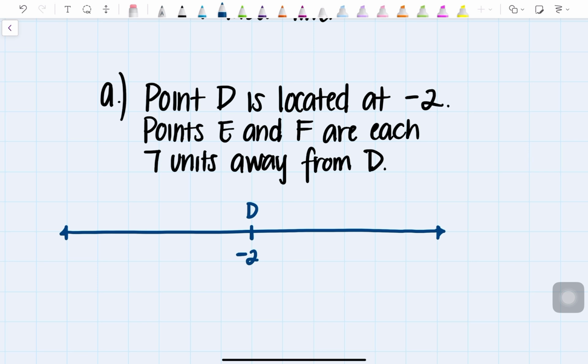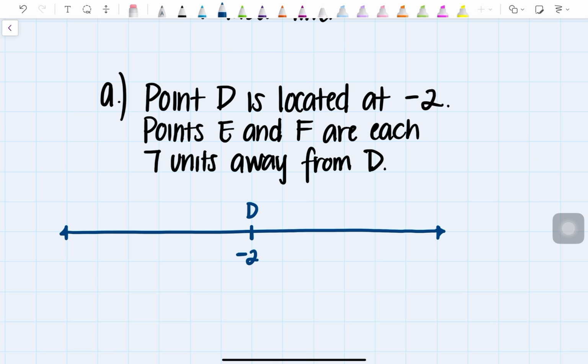Now, it says that I also have point E and point F, which are each 7 units away from D, which means on each side of D, I have point E and point F, and each of them is 7 units away. So I'm going to go ahead and count 7 units. But because I have graph paper here, guys, I'm going to do smaller sections.